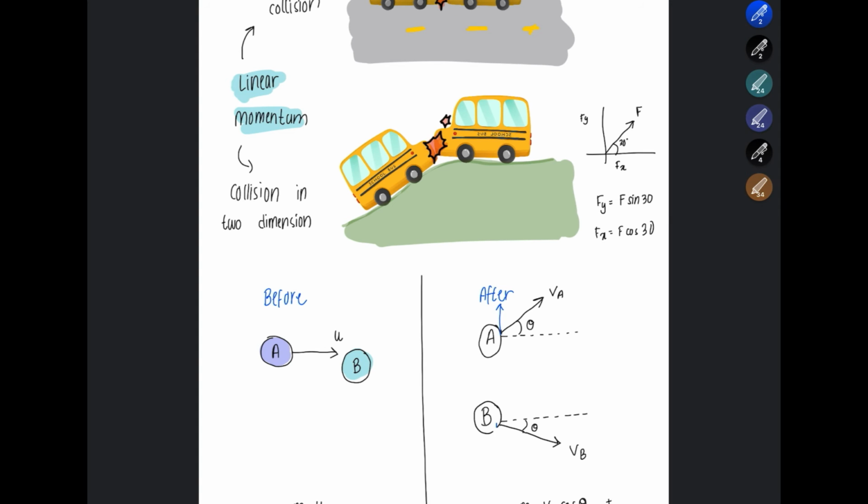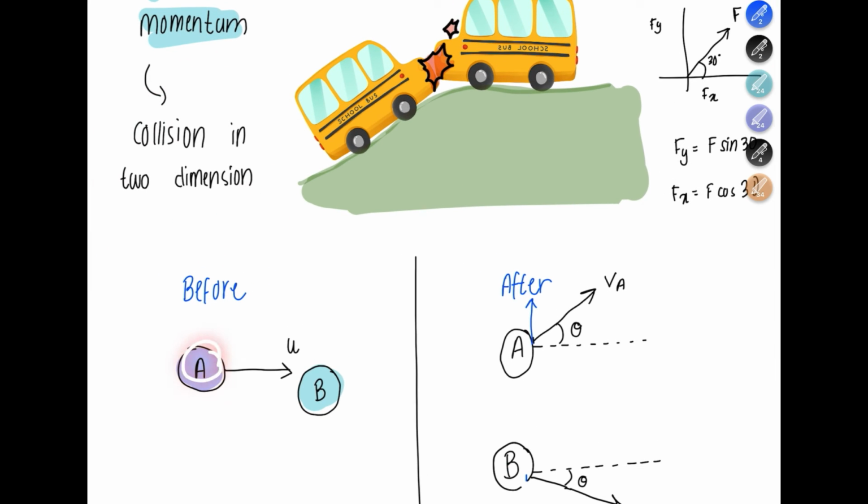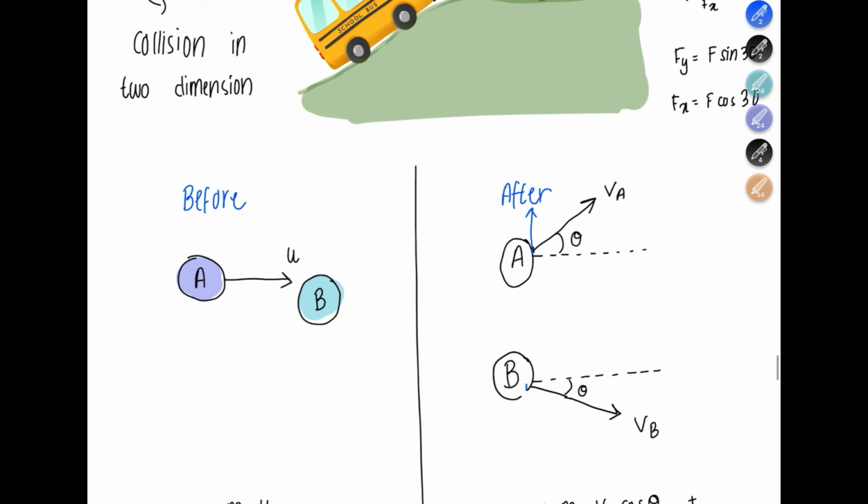Now let's look at an example of collision in two dimensions. So object A is moving towards right with an initial velocity of u. B is stationary, it does not have a velocity. So after the collision, A is moving towards the right at an angle theta to the original velocity, and B is moving towards right as well, but downwards with an angle. Let's call this angle alpha.